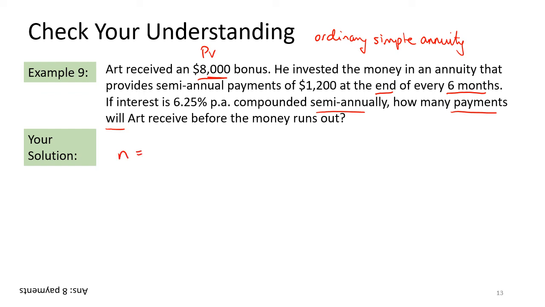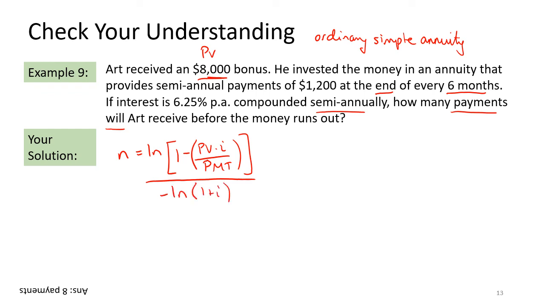So n, because it's present value, is equal to the ln of 1 minus the present value times the periodic interest rate divided by our payment, and that is divided by the negative ln of 1 plus our periodic interest rate. So our present value is the amount he got for his bonus, $8,000, and his payments are $1,200 because that's how much he's planning to take out.